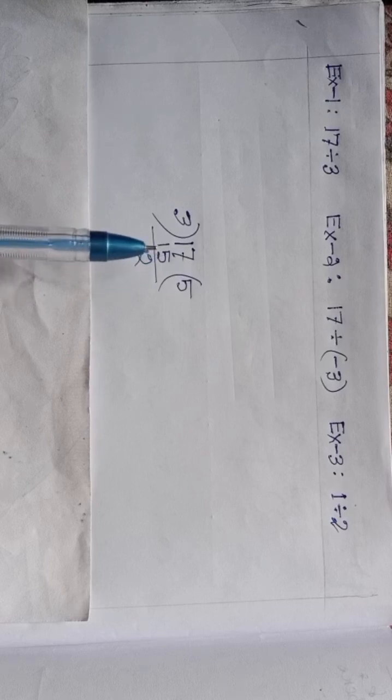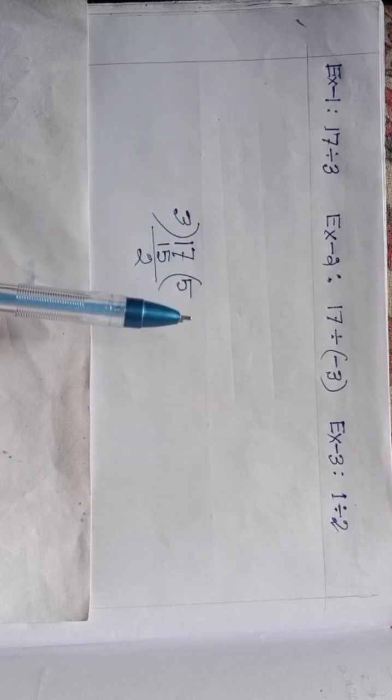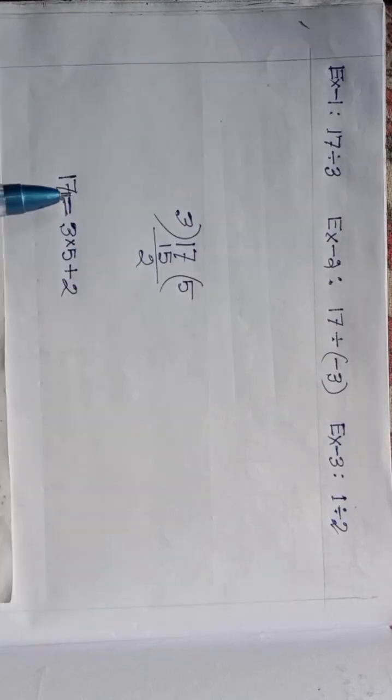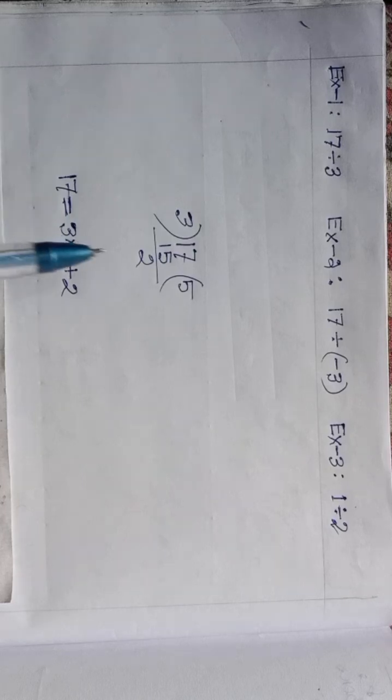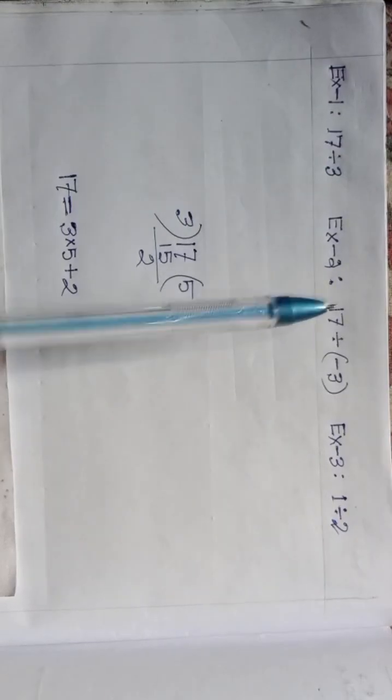And also we have seen that the dividend is equal to the product of the divisor and the quotient plus the remainder. See here, dividend is equal to the product of the divisor and quotient plus the remainder. Is it not? Very clear. Okay, come to the second example.